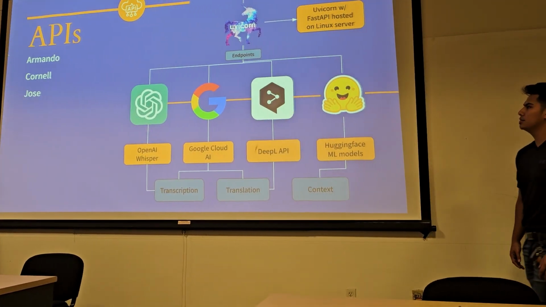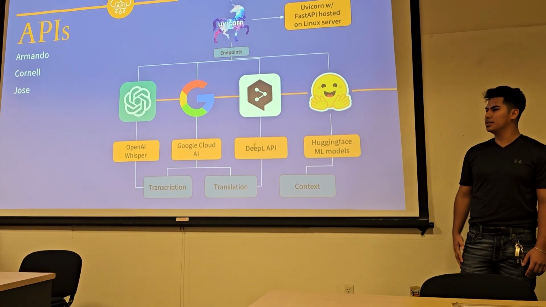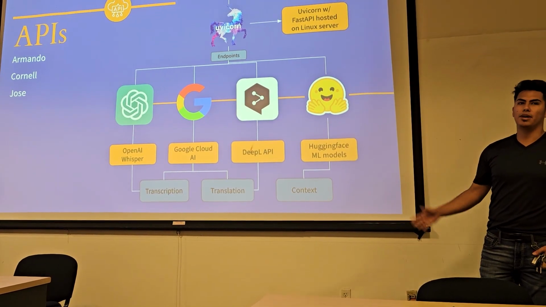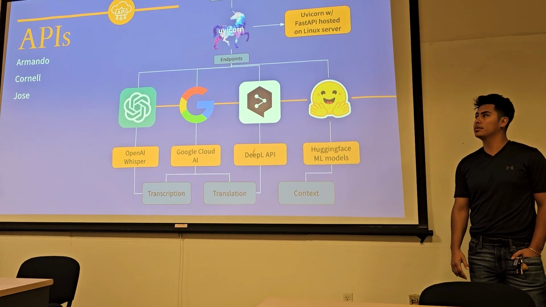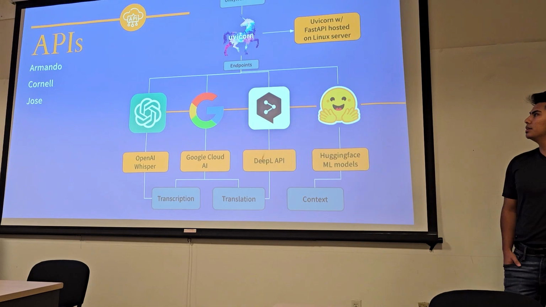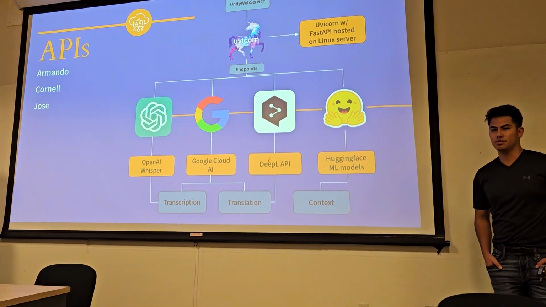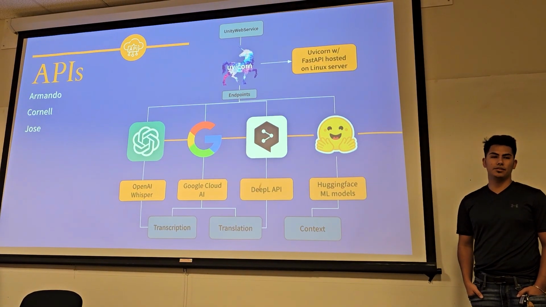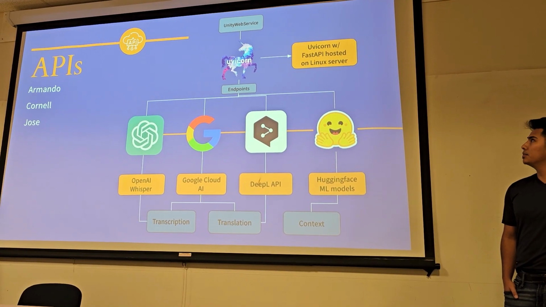Cool. So I'm Armando. I was working on the APIs with Cornell and Jose. We decided to go with Python for the overall API implementation. We used Uvicorn and FastAPI, and we were hosting it on a Linux server. We also used FastAPI because it helped us with automatic documentation, so the rest of the team gets to see how to use the API. We also get to test the API endpoints through that remote documentation.